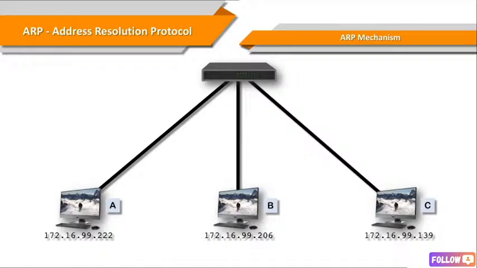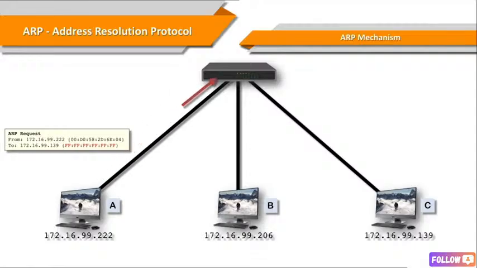Computer A wants to talk to Computer C. It puts an ARP request onto the wire, which happens to be broadcast. Essentially what it's saying is, who has Computer C's MAC address? Of course, because it's a broadcast, every system on the network hears it.